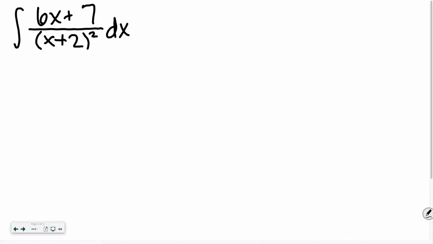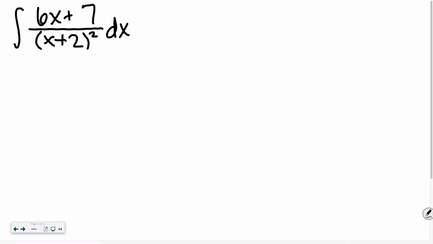Okay, what's different about this guy here? The denominator is the same, like x plus 2, x plus 2. Do you see how we have a repeated factor? That means our denominator's factored, but it's repeated.